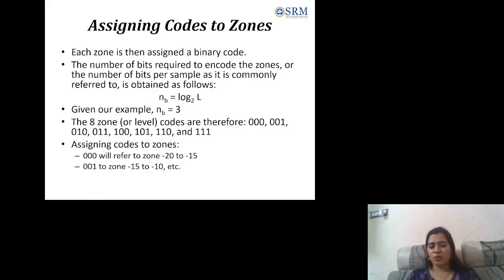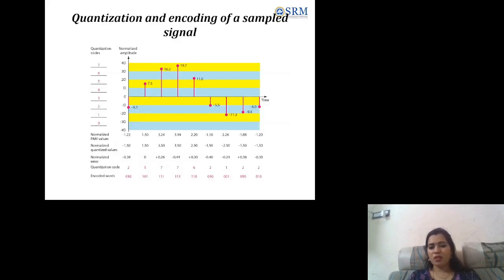So 000 will refer to the first zone, minus 20 to minus 15, and 001 will refer to the second zone, minus 15 to minus 10, and so on. We'll discuss with an example.